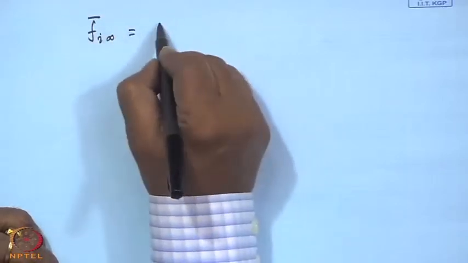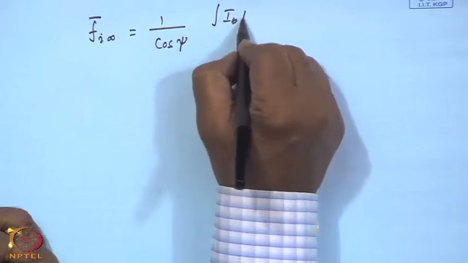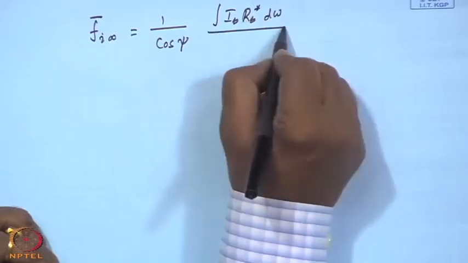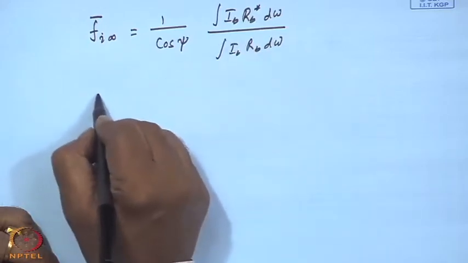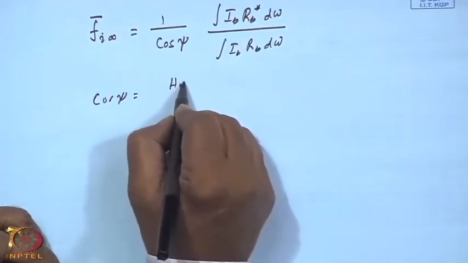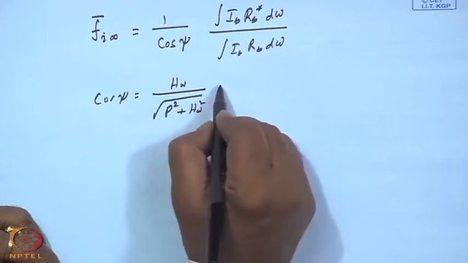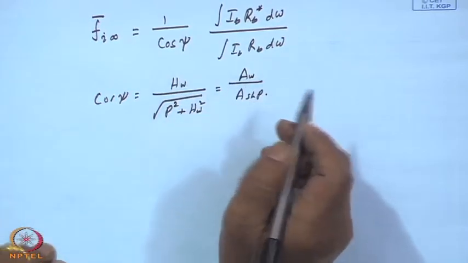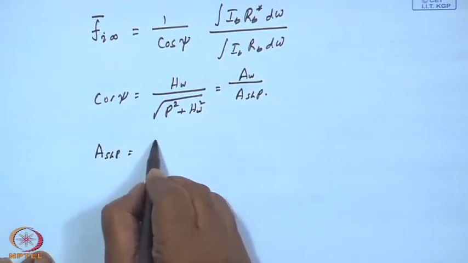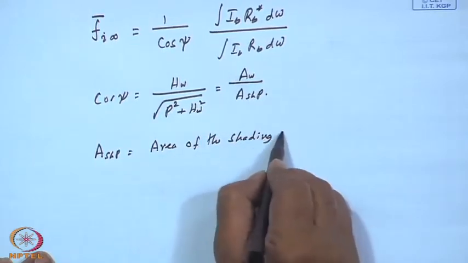So, this F_i bar infinity is 1 by cos psi, integral I_B R_B star d omega by integral I_B R_B d omega, where your cos psi is nothing but the height of the window by the diagonal, the square root of p squared plus H_W squared, which is nothing but the area of the window by the area of the shading plane. Okay, A_SHP, right.